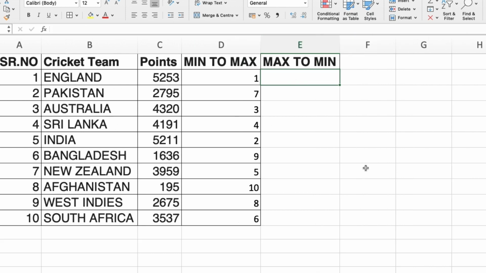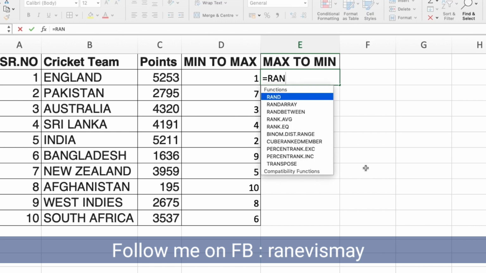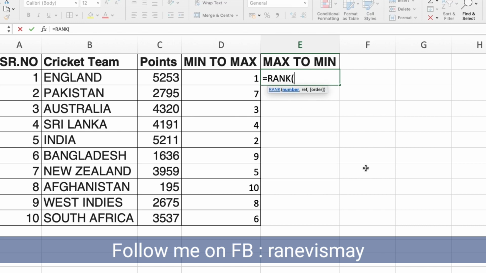So the formula is RANK, open bracket, the number, the reference, F4 to fix that, and here I'll put 1. So here England is at first position. Now here it will go to 10th position.